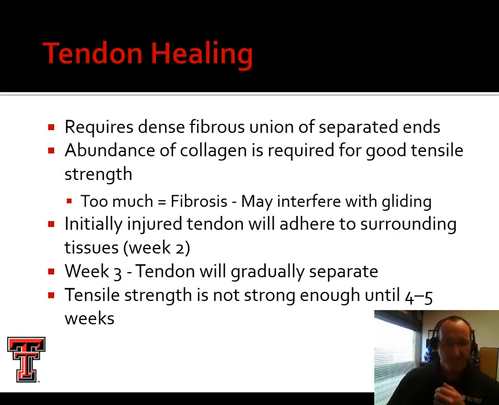Tendon, on the other hand, is not as vascular as muscle in most cases. This is a dense fibrous union of separated ends, and we need plenty of collagen for that structural support so that we've got good tensile strength. If we've got too much collagen, we end up with fibrotic tissue, and that may not glide well. It's relatively just unhealthy tissue.